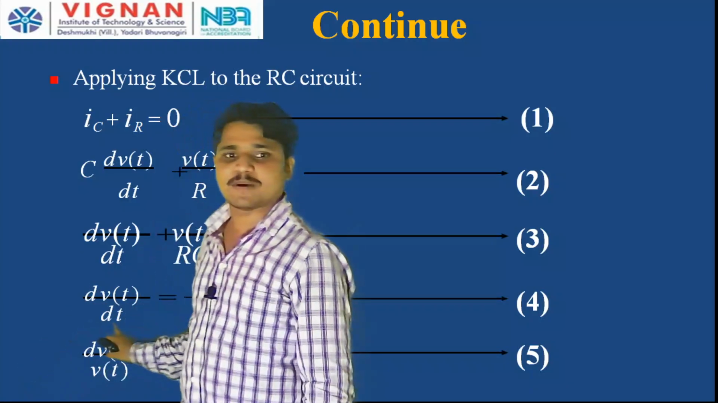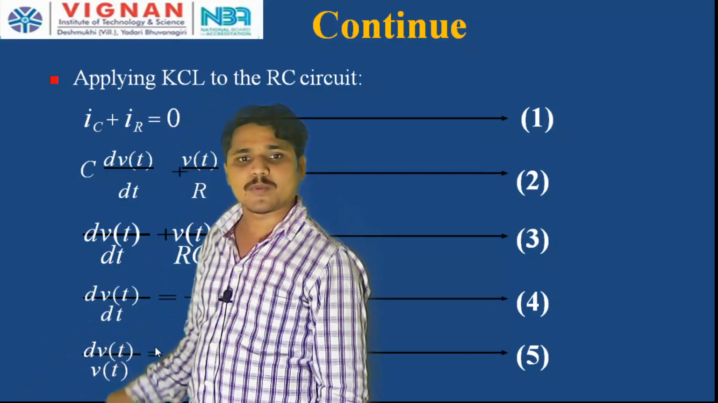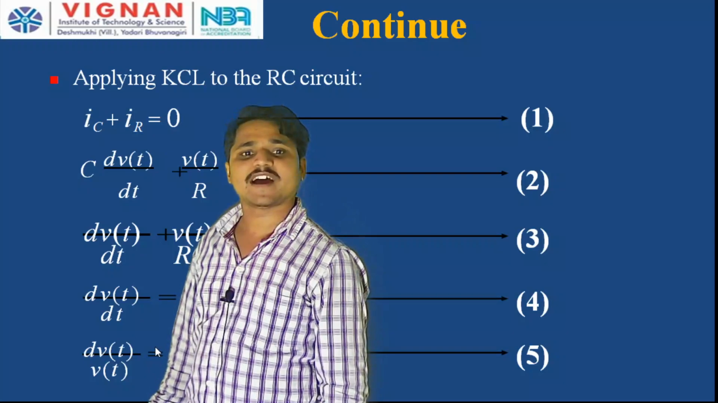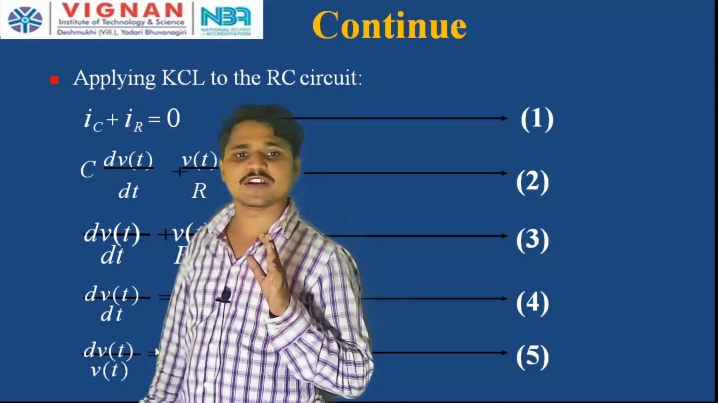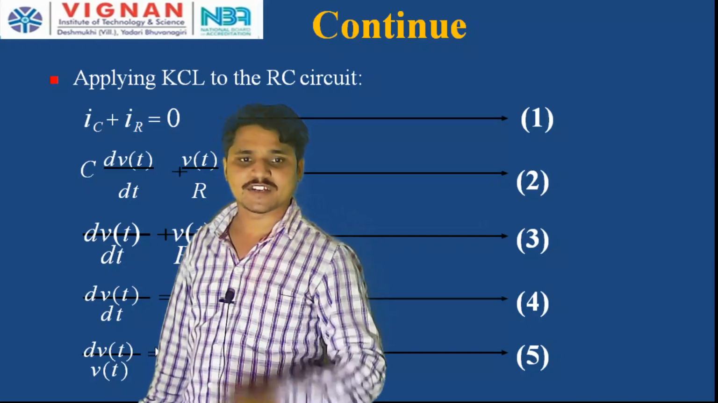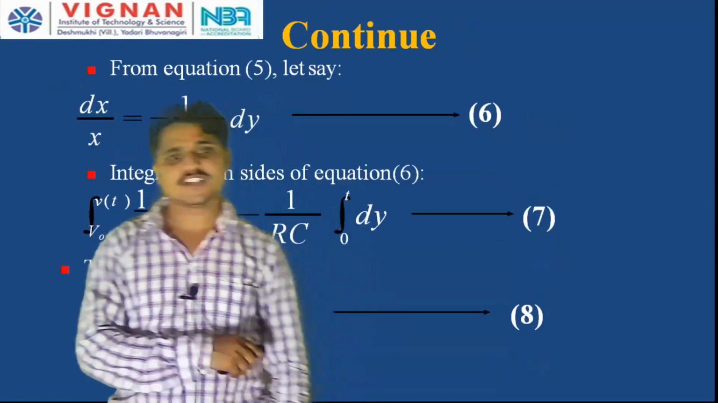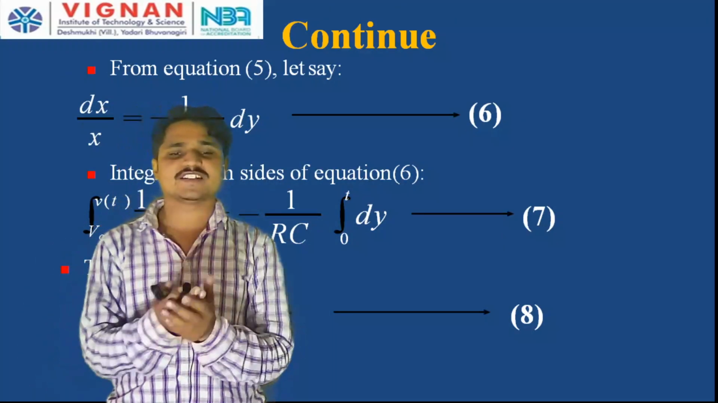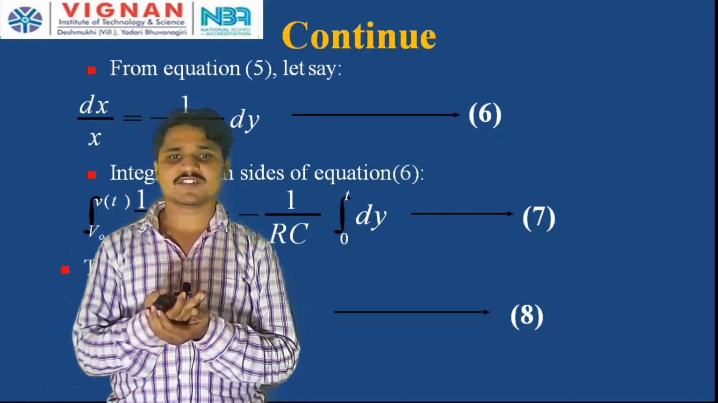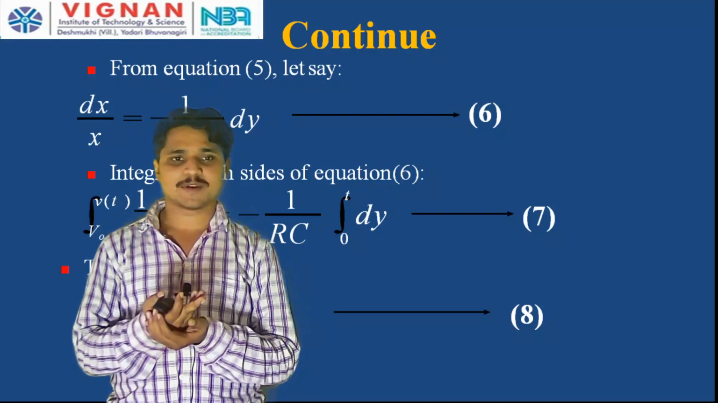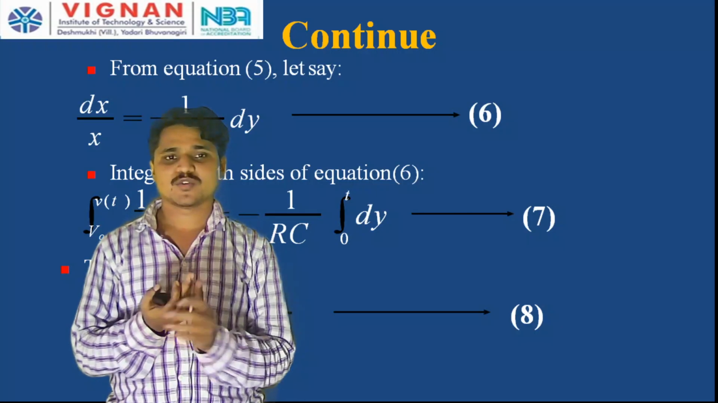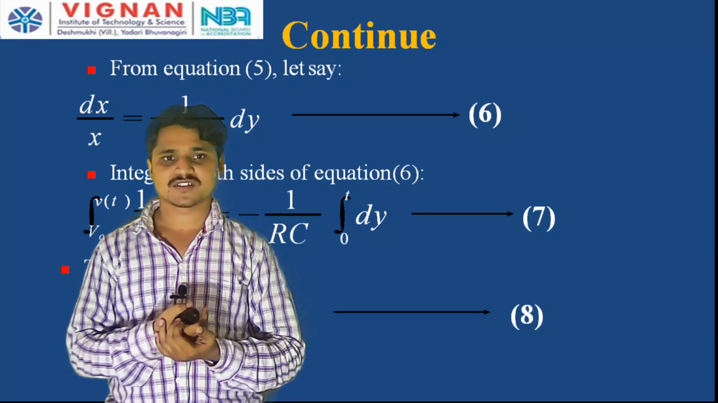So, dV(t)/dt is equal to minus 1 by RC into dt. So, only this dV(t) by V(t). Okay. So, this is equation 5. Now, how to calculate this integral equation? You know very well, it is a variable separable form, first order equation. So, we can easily solve the differential equation.